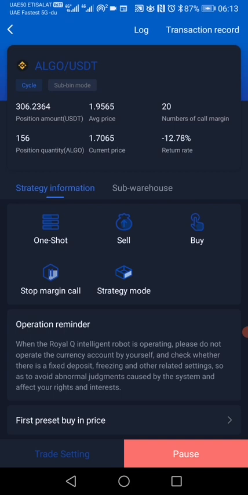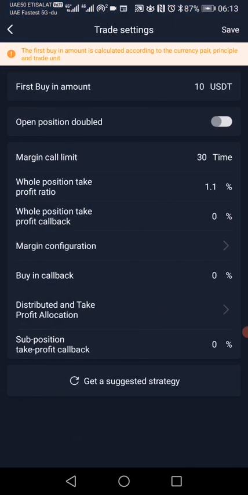If you look at my screen, you go straight down to the bottom left. You will see trade settings. You click on trade settings. It takes you to the next page where the trade setting is displayed.